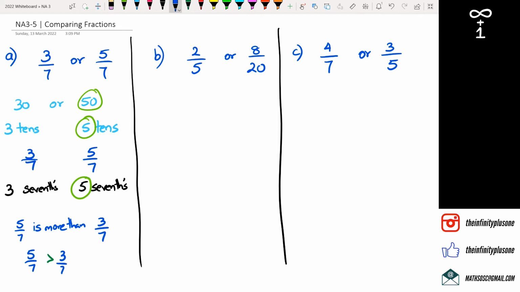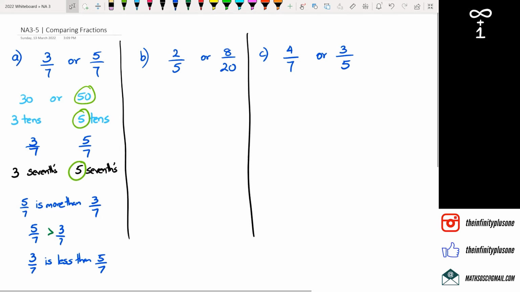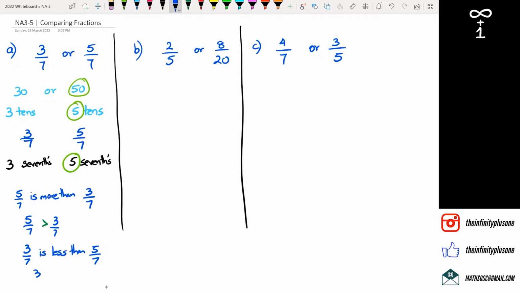But if we want to keep that original statement as it is, then we could have written it as 3/7 is less than 5/7, and because it's less than, we're going to use this symbol here. And again, as I said, there's a video that I'll see if I can put in the description, with a link for using the greater than or less than symbol, but pretty much that's the idea.